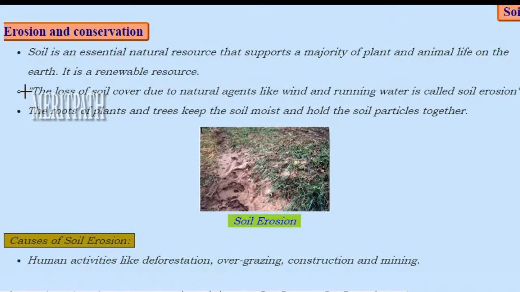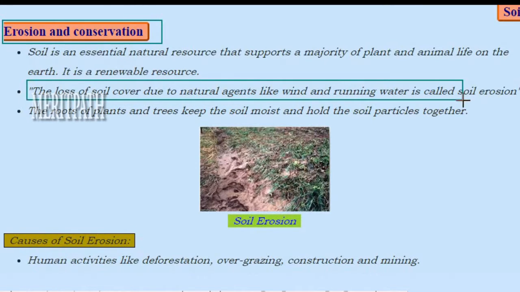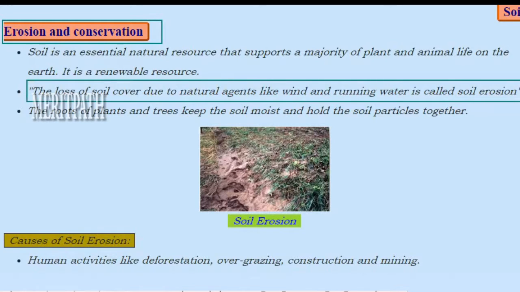We just learned about soil and its types. Now let's see what is soil erosion and conservation. Soil supports the majority of plant and animal life on earth. It is a renewable resource. The loss of soil cover due to natural agents like wind and running water is called soil erosion.